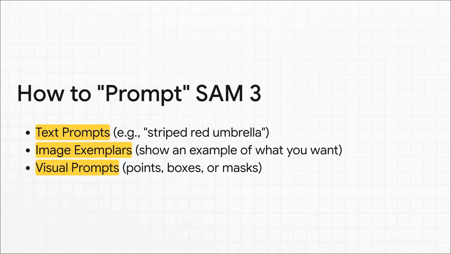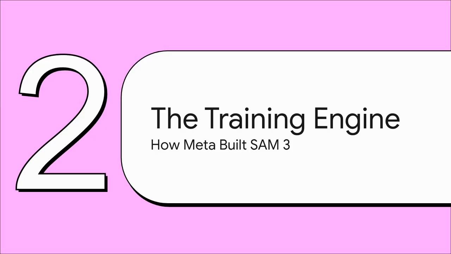And what makes this so incredibly powerful is how flexible it is. You're not locked into one way of talking to it. You can describe what you want with words, like striped red umbrella. You can show it another picture as an example, or you can literally just point to or draw a box around the object you want it to find. It's incredibly intuitive.